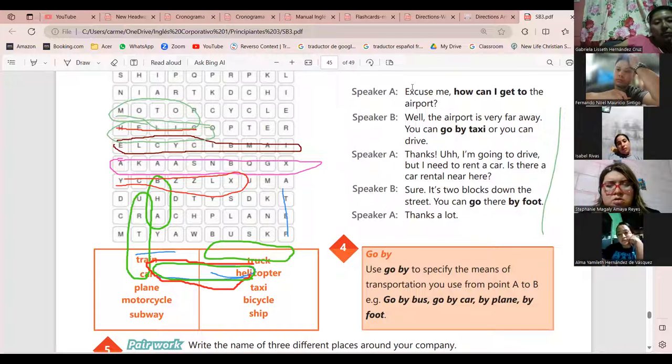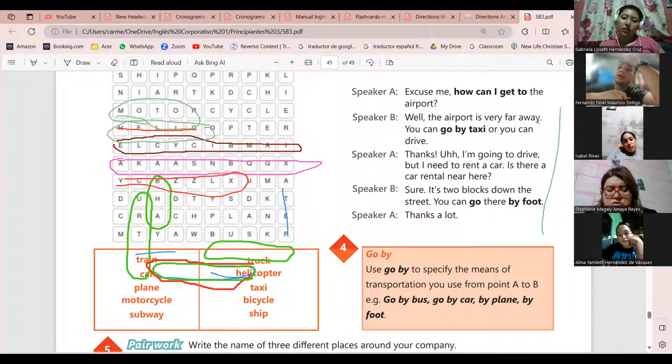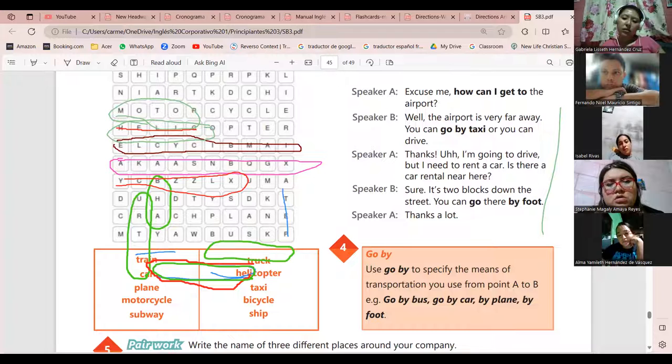So again, excuse me, how can I get to the airport? Well, the airport is very far away. You can go by taxi or you can drive. Thanks. I'm going to drive, but I need to rent a car. Is there a car rental near here? Sure, it's 2 blocks down the street. You can go there by foot. Thanks a lot.